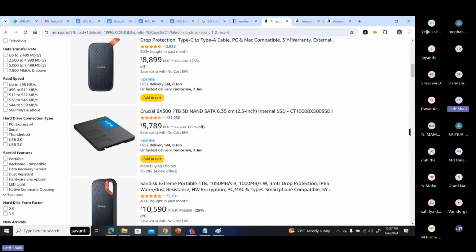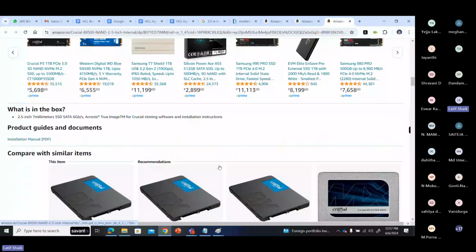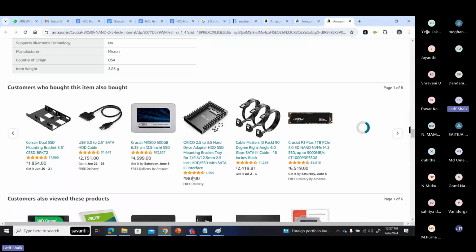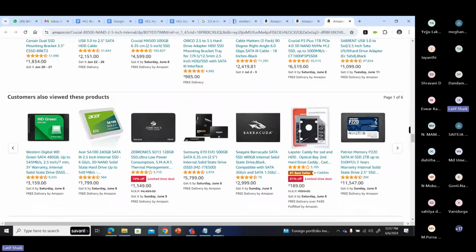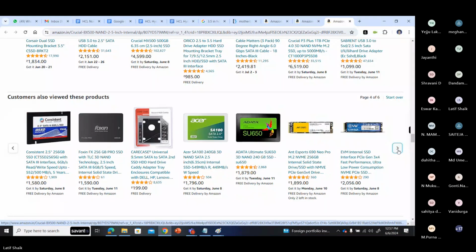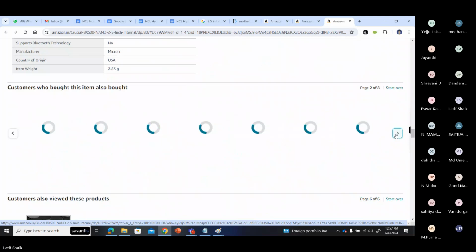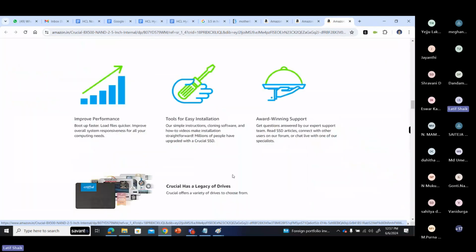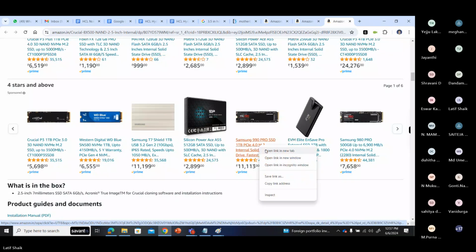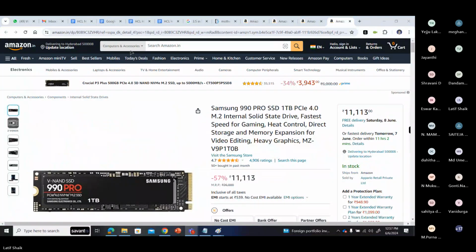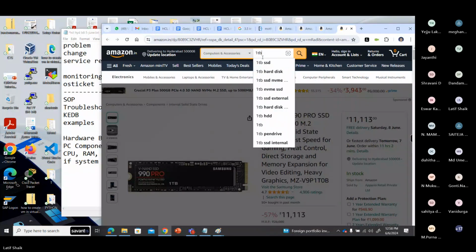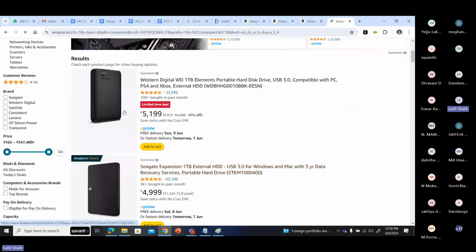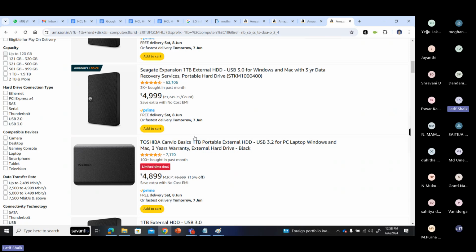And now we go for a hard disk. Let's look for any 1 TB regular hard disk. I think I searched earlier. Even an external hard disk costs lesser as compared to this. This is an external hard disk, 1 TB. See, 5,000, 4,000. Its cost has now increased.